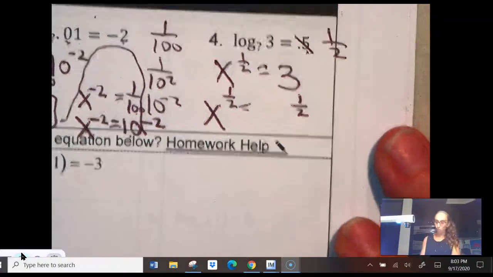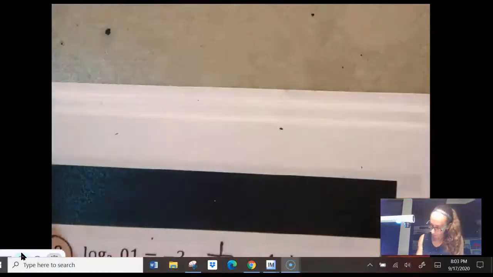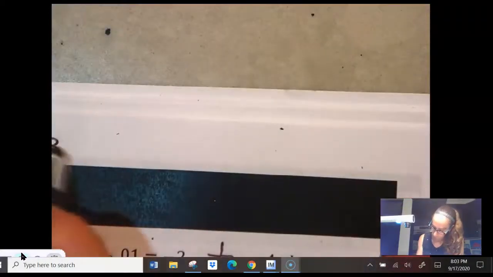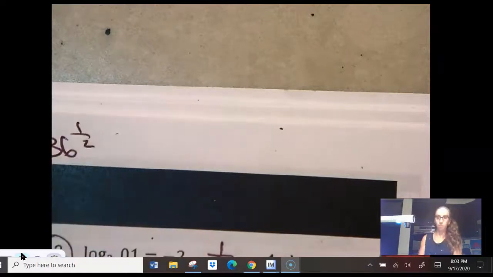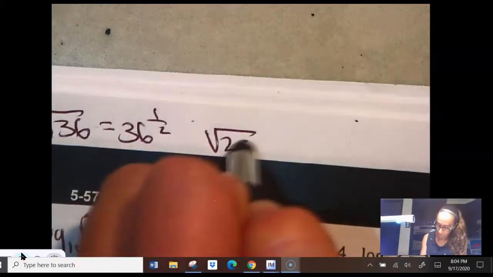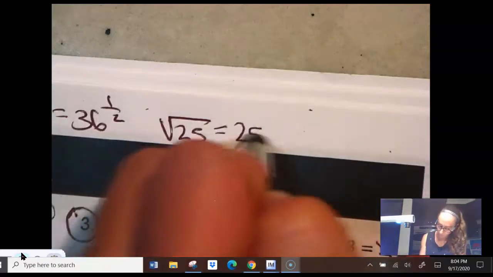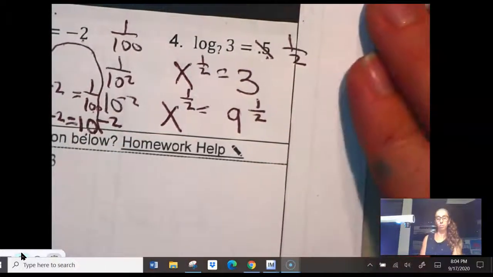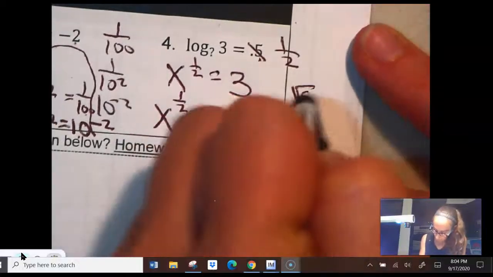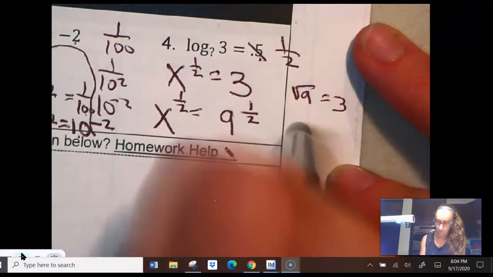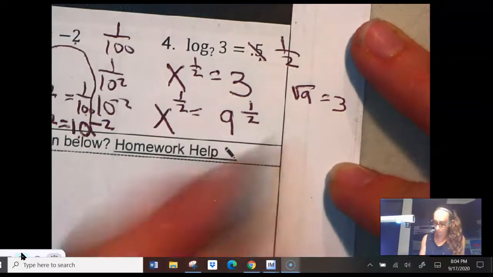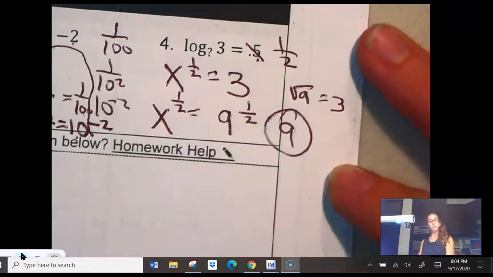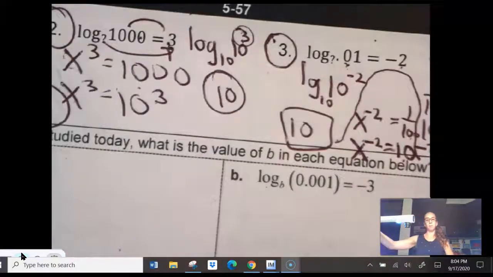Well, do you remember before we said that if we had the square root of 36, that's 36 to the 1/2? Oops, sorry. If we have the square root of 25, that equals 25 to the 1/2. So I know that 3 is the same thing as 9 to the 1/2 because the square root of 9 is 3. Okay, so that means my answer is 9. That was a good one. We'll work on that more.